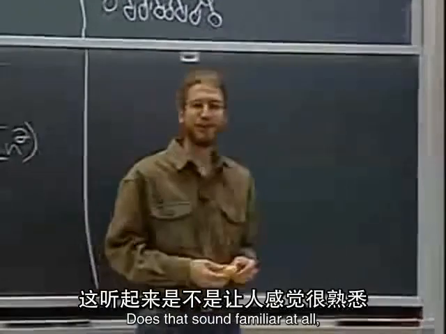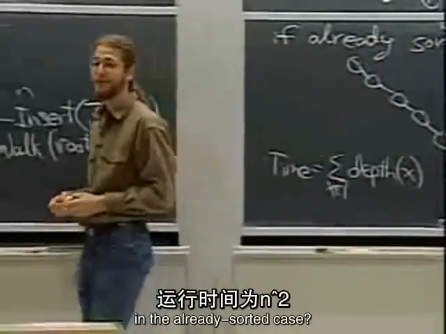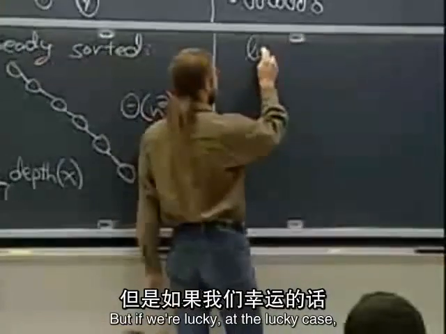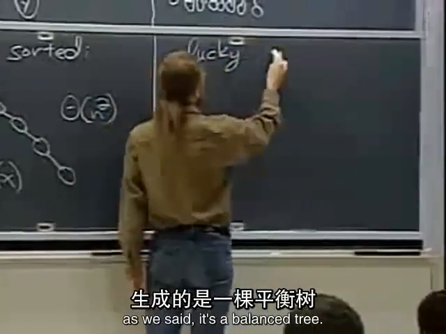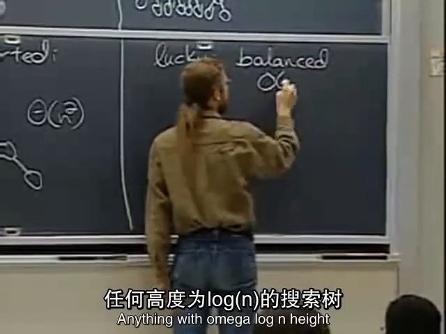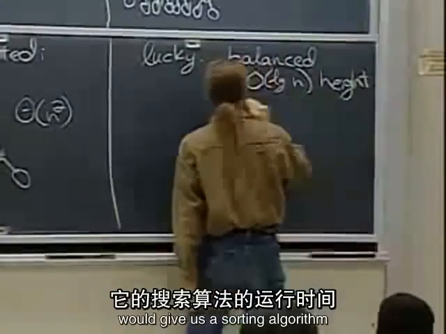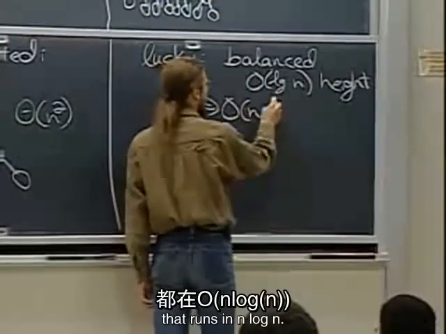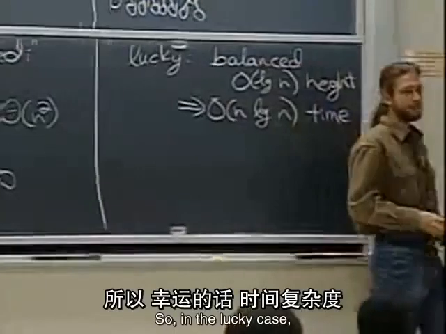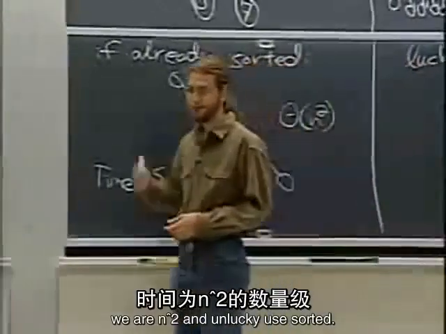Does that sound familiar at all? An algorithm's worst case running time is n squared, in particular in the already sorted case? But if we're lucky, the lucky case would be, as we said, a balanced tree. Wouldn't that be great? Anything with O(log n) height would give us a sorting algorithm that runs in n log n. So in the lucky case, we're n log n, but in the unlucky case, we're n squared. And unlucky is sorted.